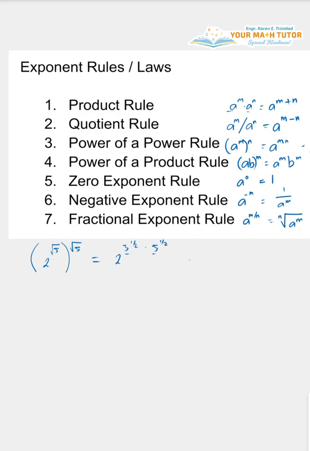So that's also equal to the product rule. So that is equal to 2 to the 5 raised to 1/2 plus 1/2, and that's equal to 2 to the 5. 1/2 plus 1/2 equals 1, and that's equal to 5. So that's 2 to the 5, or that's equal to 2 times 2 times 2 times 2 times 2. The answer is 32.